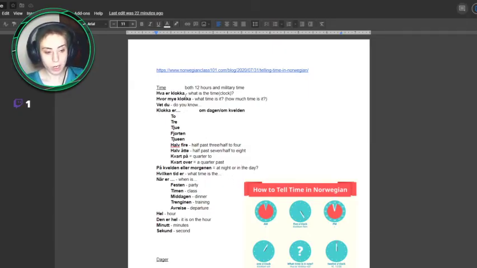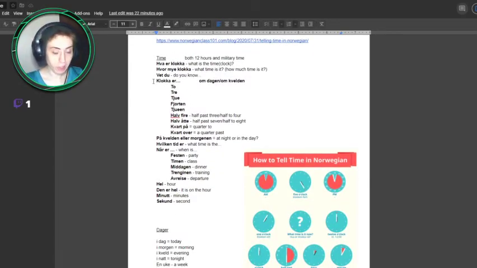So, couple ways to ask the time. Hva er klokka? What is the time? It literally means what is the clock? Yeah, what is the clock? Hvor mye klokka, what time is it? That's also another way. How much time is it? But they both mean the same thing. They're basically interchangeable. They're both pretty polite. You can ask this to strangers or friends.